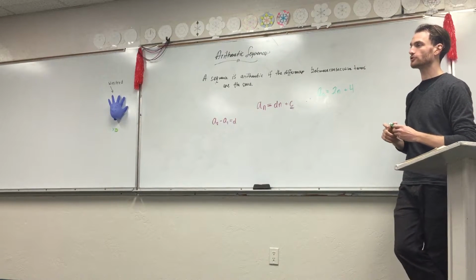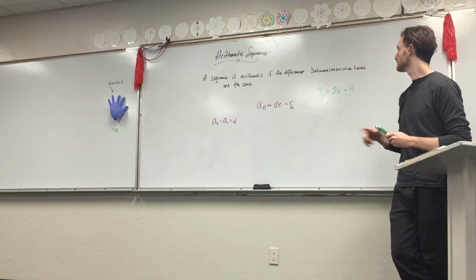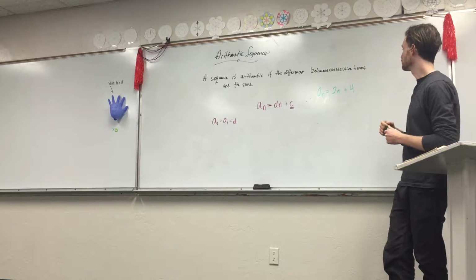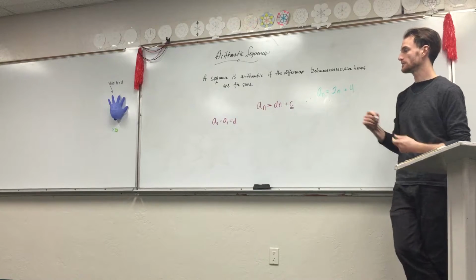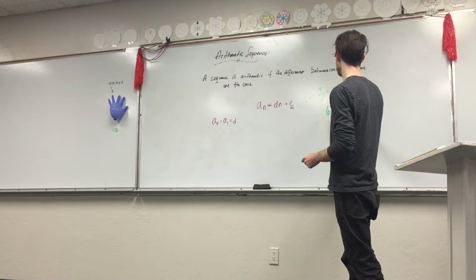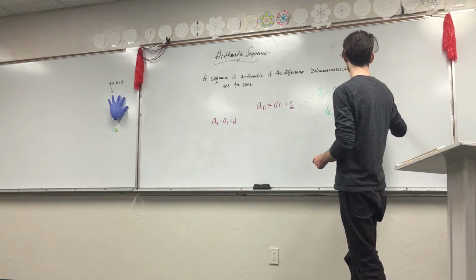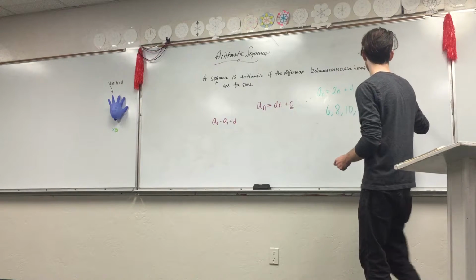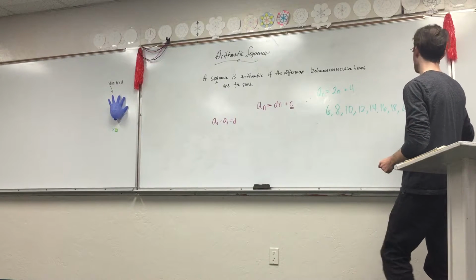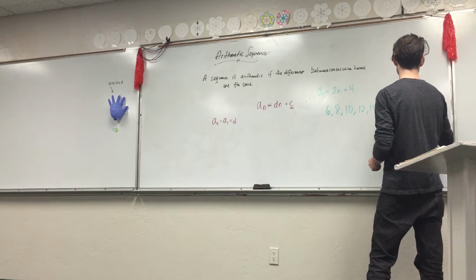What would the first term be? N equals 1, so 2 plus 4. Oh, 6, right? And then what am I adding each time? 2. So the next one is 8, the next one is 10, 12, 14, 16, 18, 20, 22, 24. We'll stop there. So n is 1, 2, 3, 4, 5, 6, 7, 8, 9, 10.